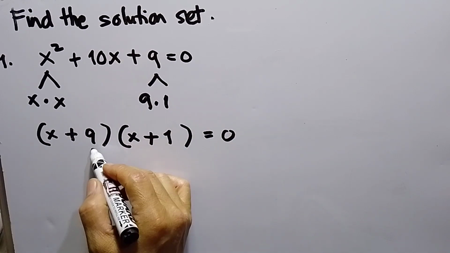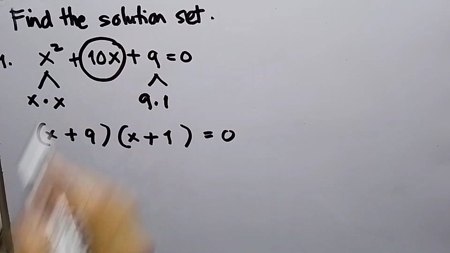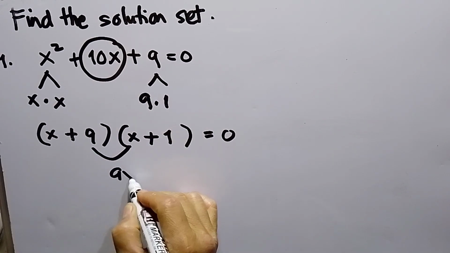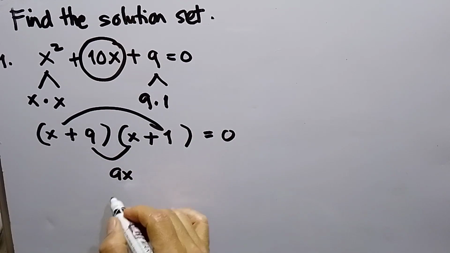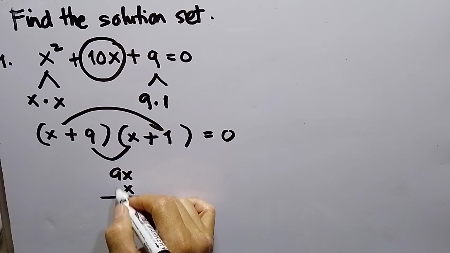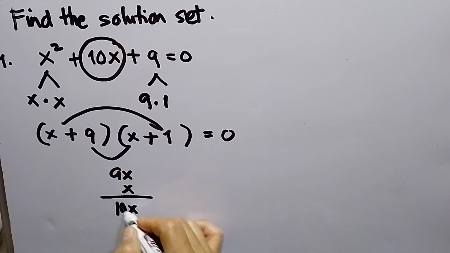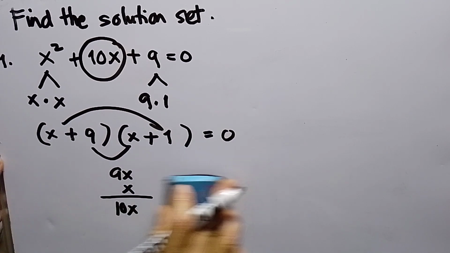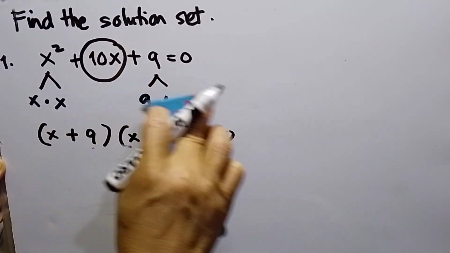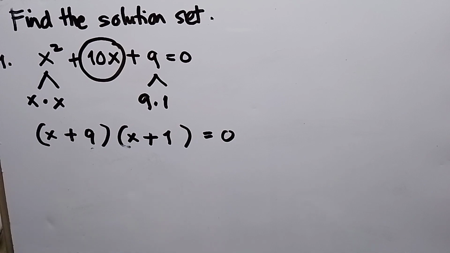To check the middle term, positive 10x, just multiply this one, 9x, and then this one, x. So 9 plus 1, this is understood 1, so this will be positive 10x. So these factors are correct. But we need to find the solution set.